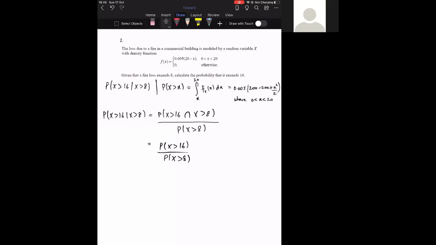Using this expression, this is denoted as a survival function, by the way, for a random variable. So using our survival function, we can just compute the probabilities as follows.